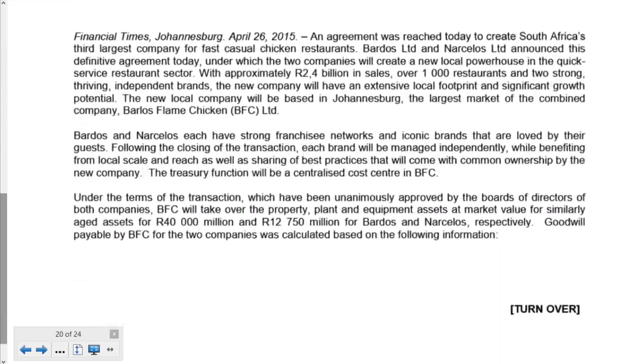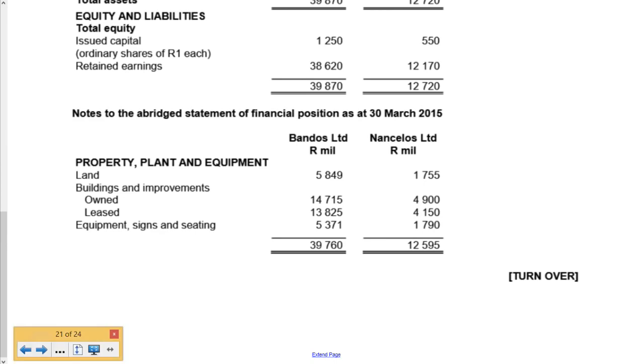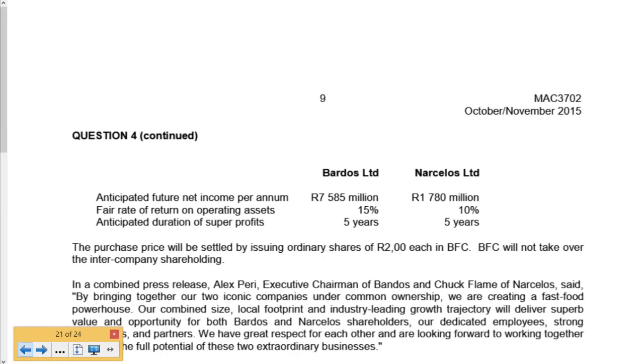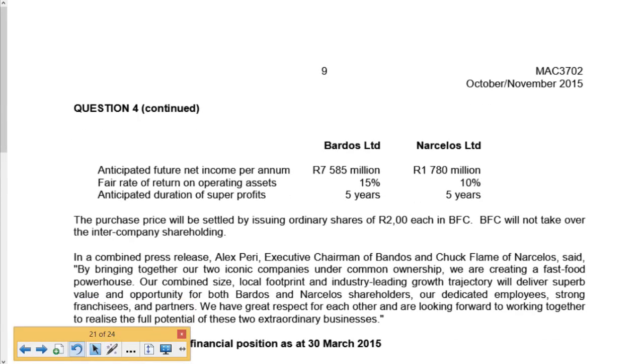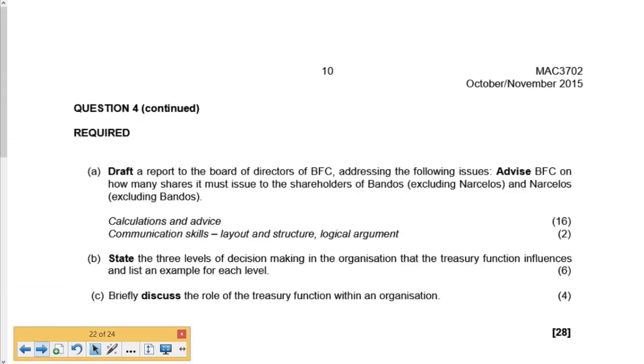At the bottom here they say goodwill will be calculated based on the following information. So I'll get to that. The purchase price is going to be settled in shares. The question that they're asking you for in the required is to draft a report to the directors addressing how many shares they must issue to the individual shareholders. Okay, then there's some extra treasury discussion or theory questions at the end.